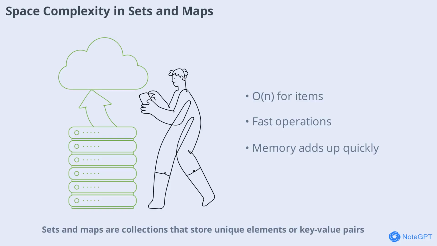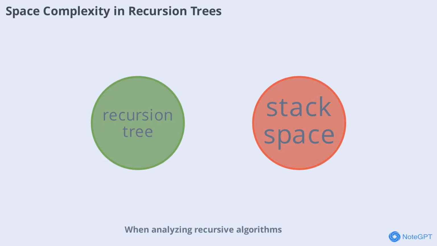Sets and maps are collections that store unique elements or key-value pairs. Their space complexity is typically O(n), where n is the number of items. While they offer fast operations, their memory usage can add up, especially when storing large amounts of data. When analyzing recursive algorithms, recursion trees can help visualize space usage.